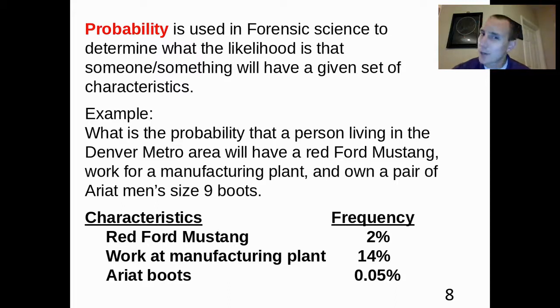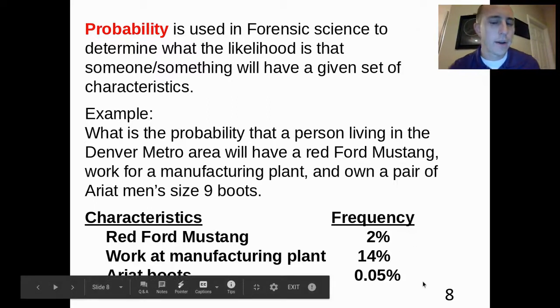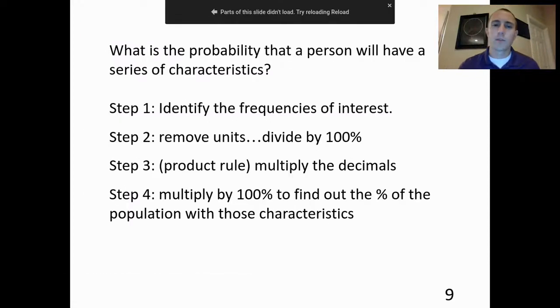And then this one is a little bit tricky, and we'll talk about why in a couple minutes. But let's say, for example, that 0.05% of our Denver metro area population owns these Ariat boots. So how are we going to go about tackling this problem? Well, what we're trying to do is figure out the likelihood of one person, or at least a small group of people, having all 3 of these characteristics based on how many people in the Denver metro area do have each of those characteristics.